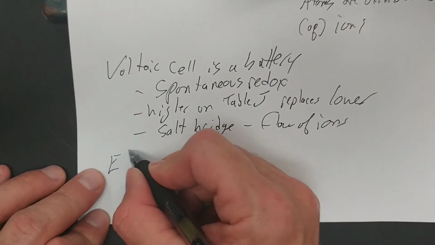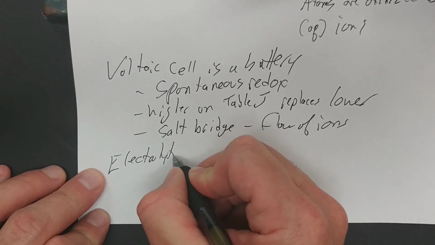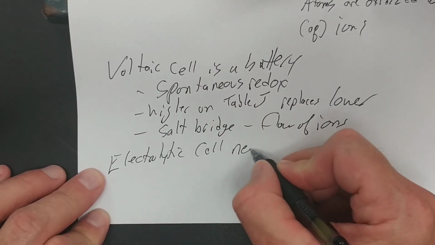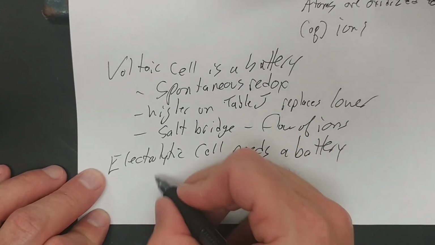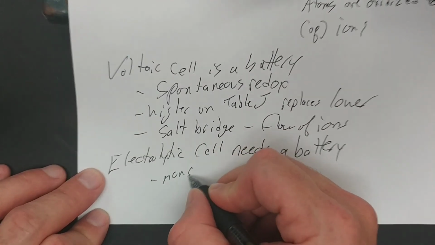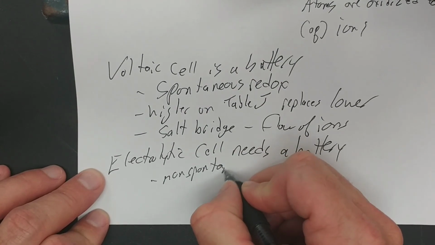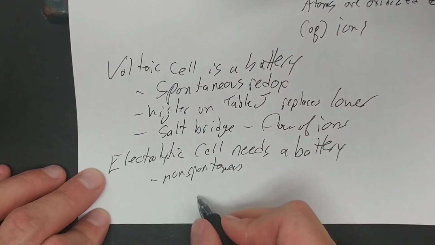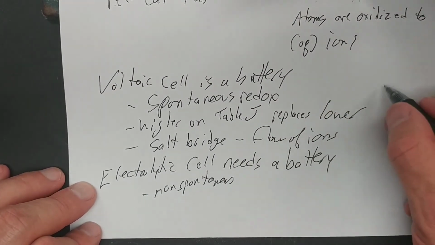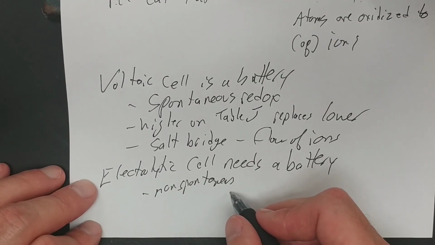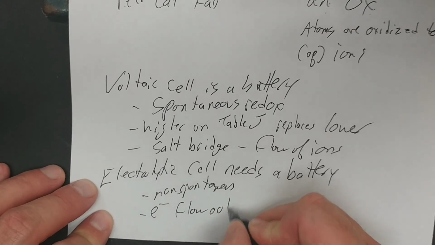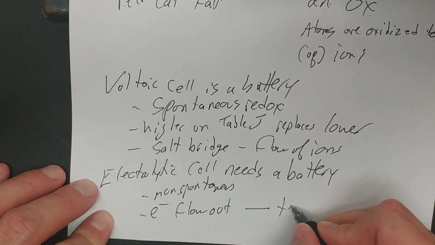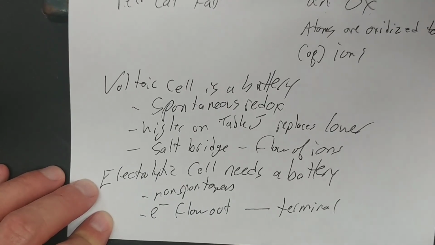Electrolytic cell needs a battery. It is because it's non-spontaneous. It doesn't have a salt bridge. Voltaic cell had 2 half cells. Electrolytic cell has 1. The electrons flow out the negative terminal of the battery.